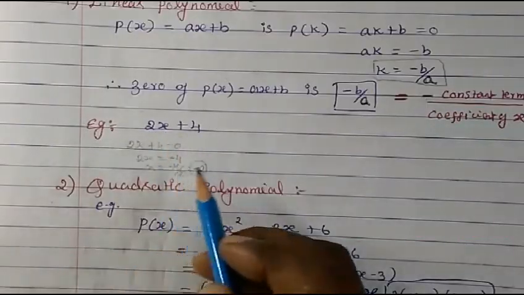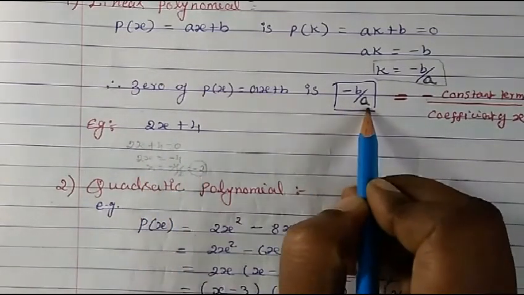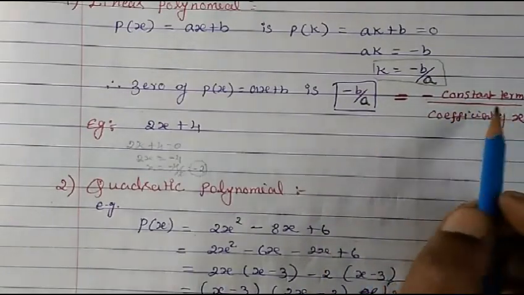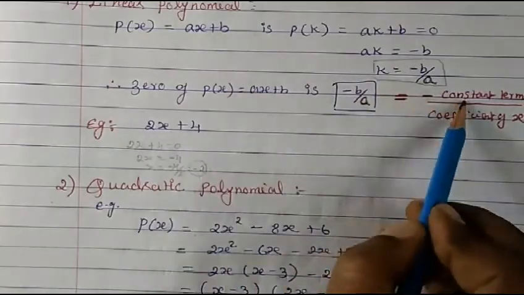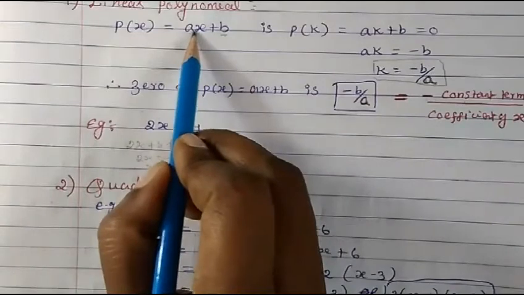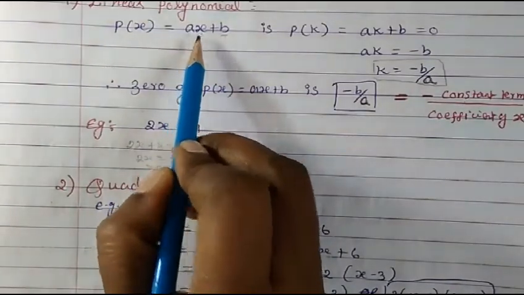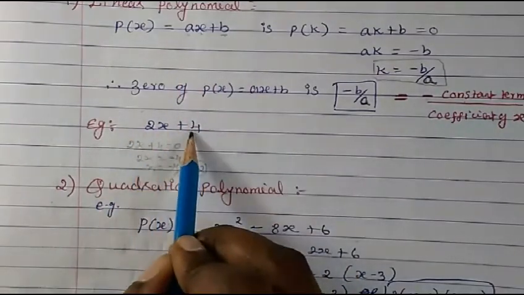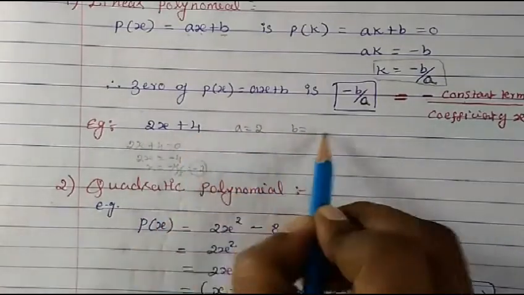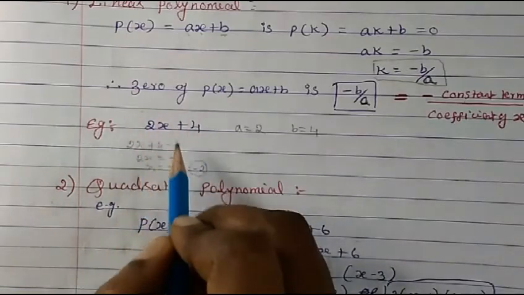Now here you don't need to do all this procedure. Directly use this formula, that is minus b upon a. Minus b is the constant term, and a is the coefficient of x. b is a constant term because b is a number, and a is the coefficient of x. Any number with the variable we say is the coefficient. So here a is 2 and b is 4. So directly you can use the formula here to find the zero of this polynomial.